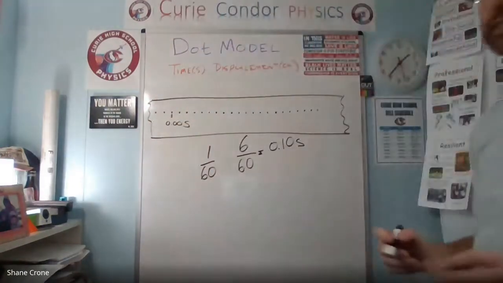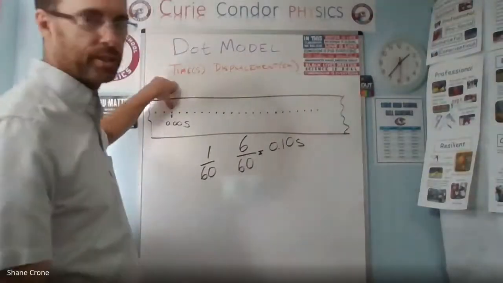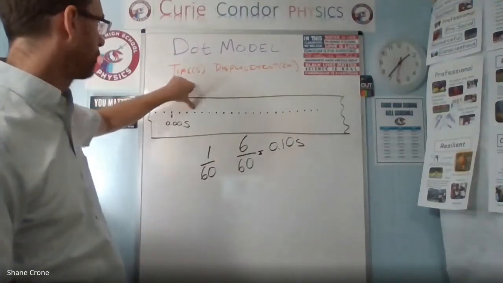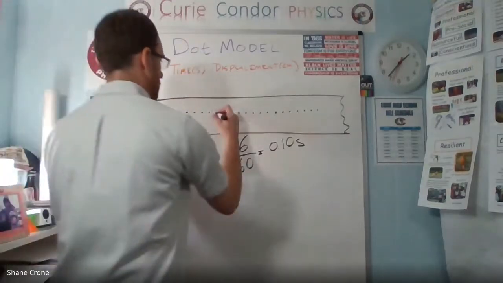Okay, so now I'm going to count every 6 dots. Here we go. Starting from the 0. 1, 2, 3, 4, 5, 6.